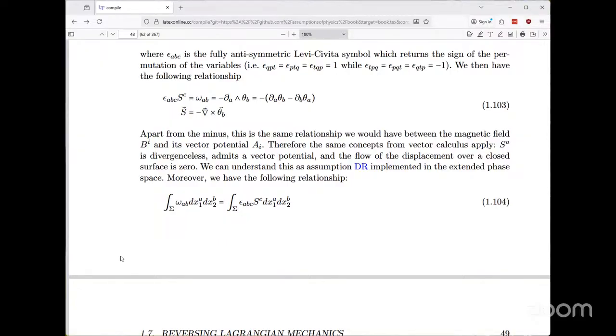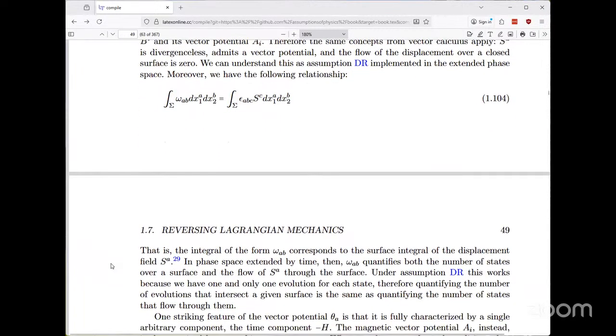As A is divergenceless, being a vector potential, the flow of the displacement over a closed surface is 0. We can understand this as assumption DR, determinism and reversibility, implemented in the extended phase space. Moreover, we have the following relationship, which is that the 2 form over sigma, and then you have over sigma epsilon on the displacement.